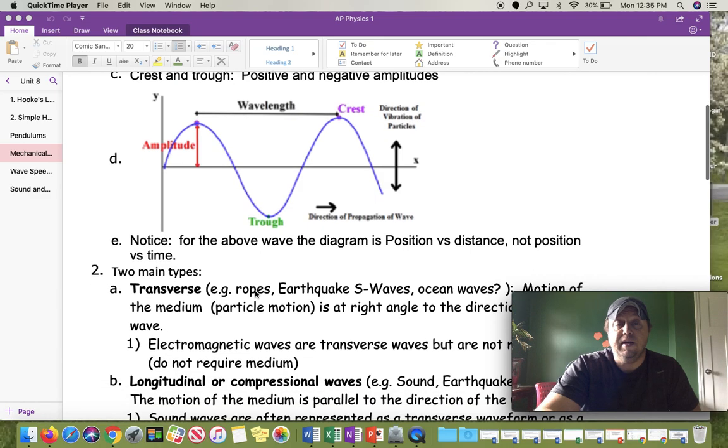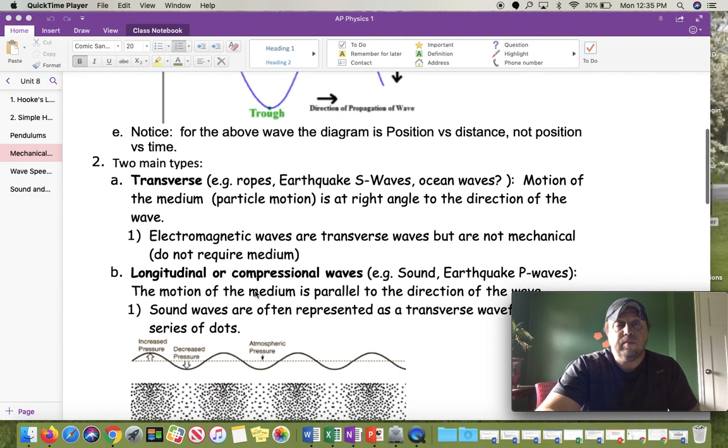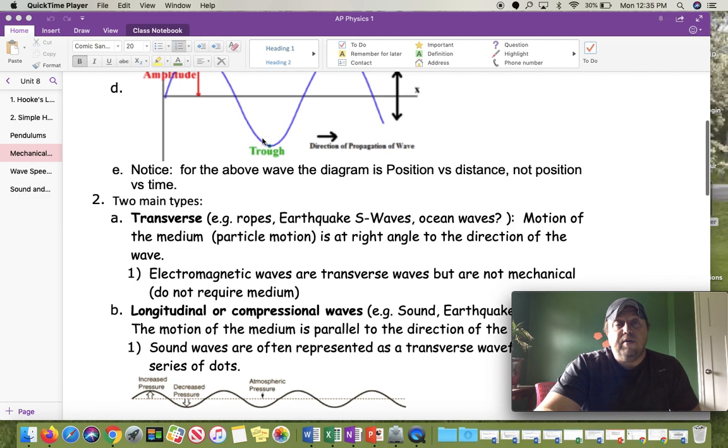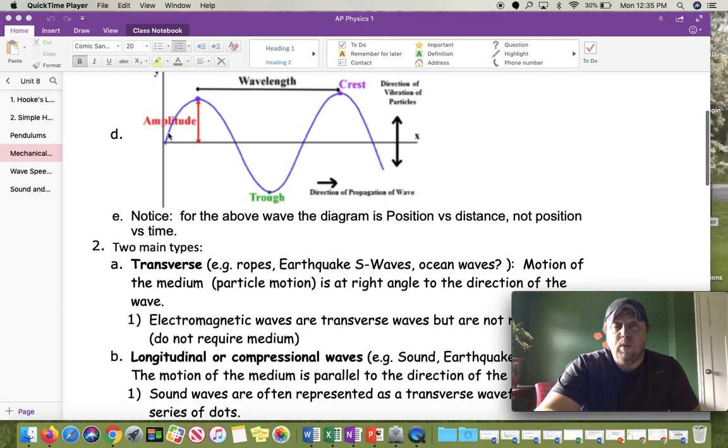Okay, so speaking of types of waves, this diagram here shows a picture of a transverse wave. The definition of a transverse wave is like a wave on a string. The motion of the medium, or the actual particle motion, is at right angle to the direction that the wave propagates. So the actual waveform moves to the right, but the particles that make up the rope, if we're doing this on a string, only move up and down.